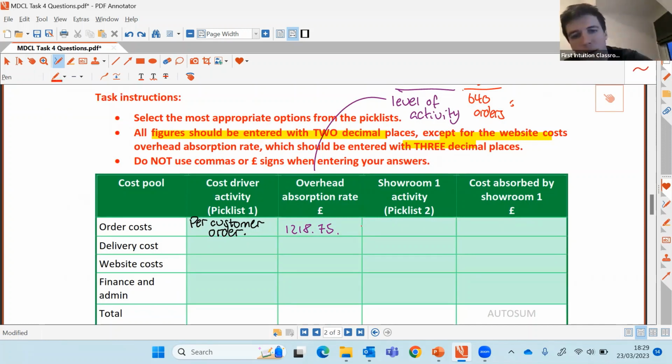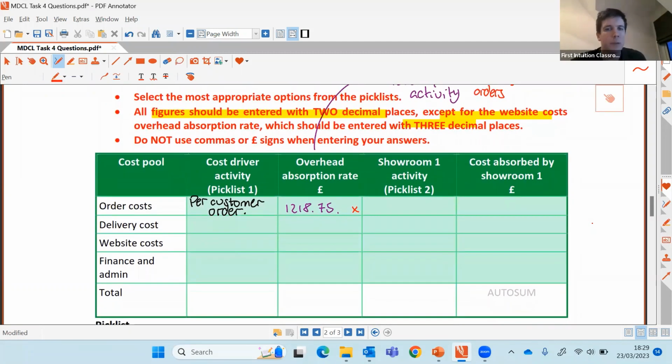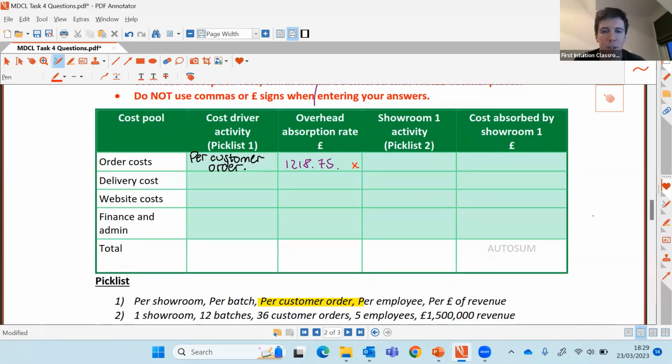identify how many orders that relates to for our showroom. Effectively, what we're doing here, you might remember the term, is we're absorbing the overhead. Before we can do that in the final column, we need to identify what activity has taken place in showroom 1.